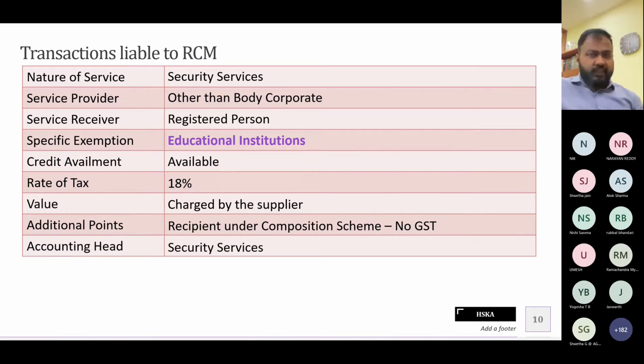What is the rate of tax? 18%. There could be a repetition at a lot of places, but there are cases where this 18% will change to 5%, credit will change to not available, value will change. That's why I brought in these points. Value, whatever is charged by the supplier.